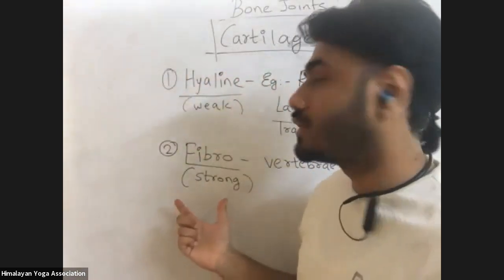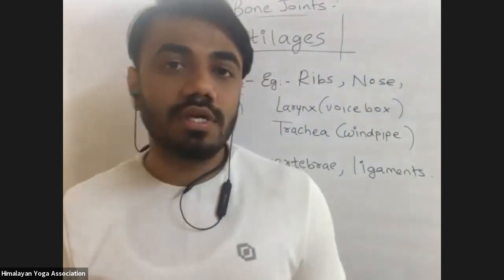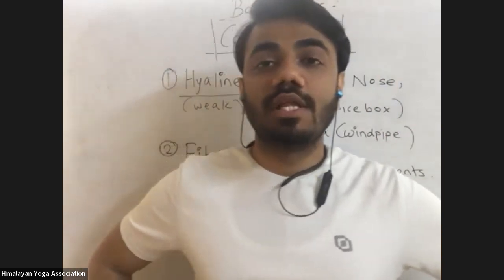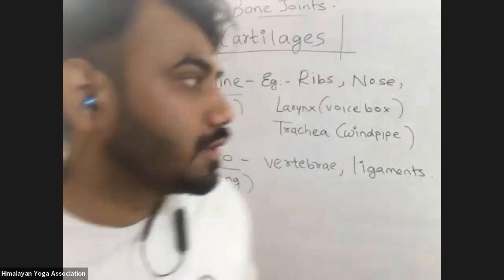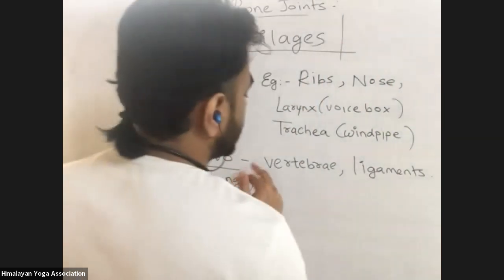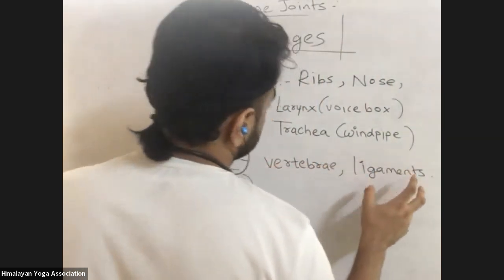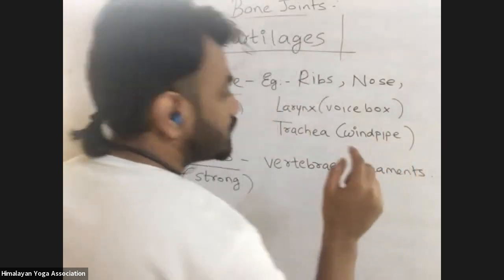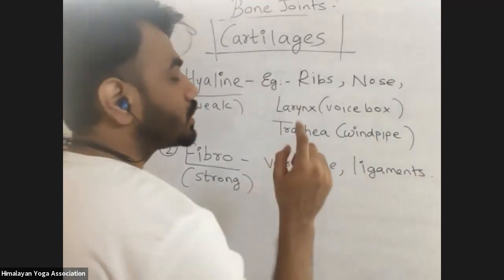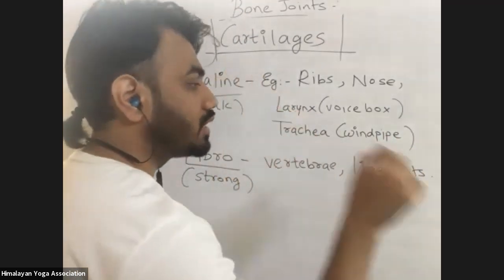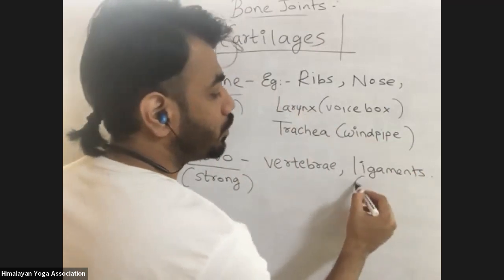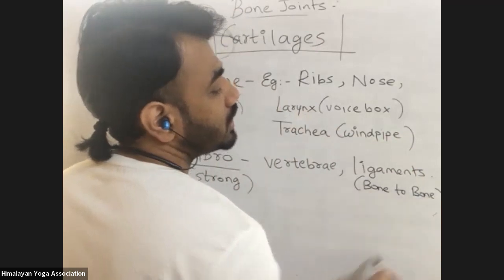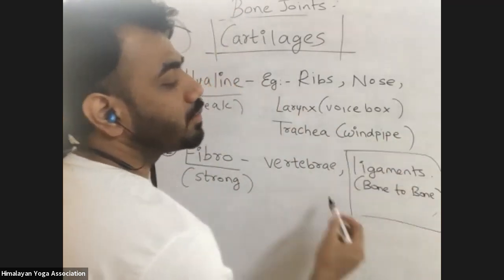Very strong cartilage here, which is also helpful to maintain the balance between our central nervous system, between our brain and the spine. All the nerves are included inside that. So vertebra and ligaments. Ligaments, what is ligaments? Ligaments is that connective tissue which joins one bone to another bone. So the connection of one bone to another bone is known as ligaments in our body.